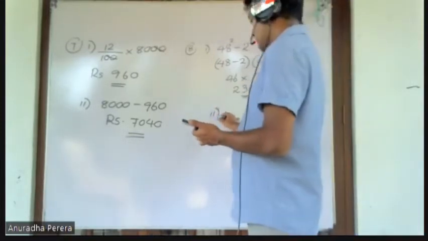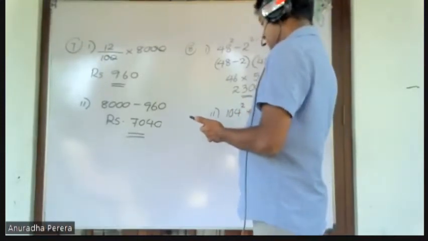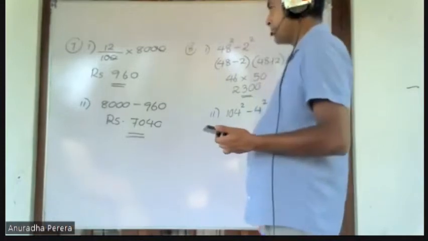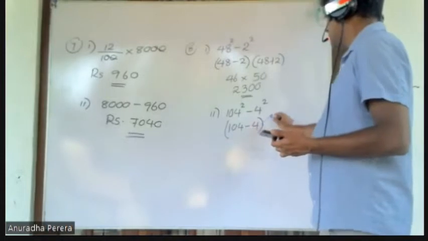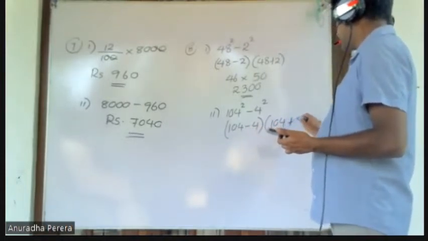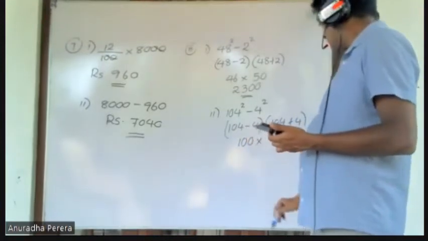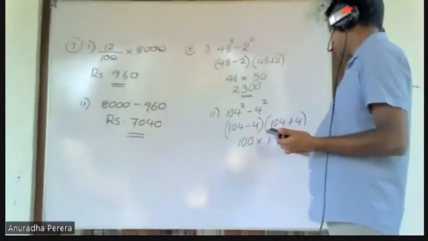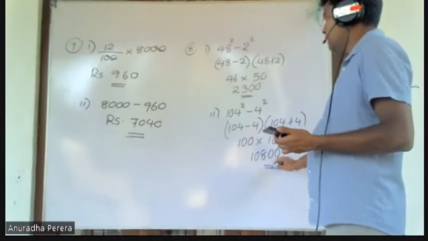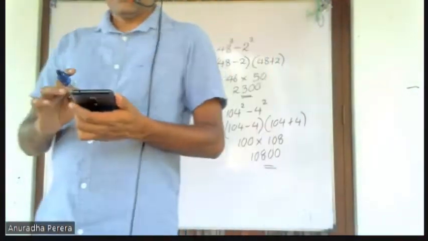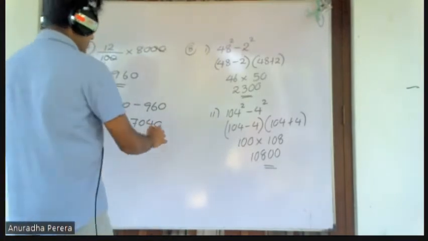Second question. 104 squared minus 4 squared. 104 minus 4, which is 100, and 104 plus 4, which is 108. So 100 times 108 is 10,800. Next, that one.